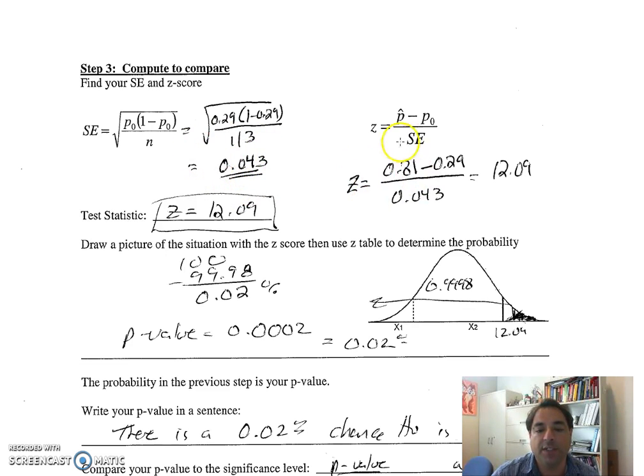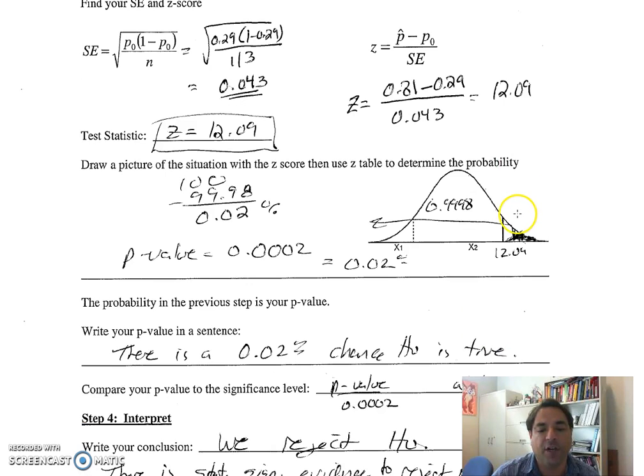To find your Z-score, it's p hat, 0.81, minus 0.29 over 0.043, which gives us a Z-score of 12, which is really big. Really big. So our Z-score of 12 is off the chart. So if you're using the table, it's off the chart. So usually what I recommend to people when it's off the chart is just call the p-value 0.9999. Here I use 0.9998, which is fine too.